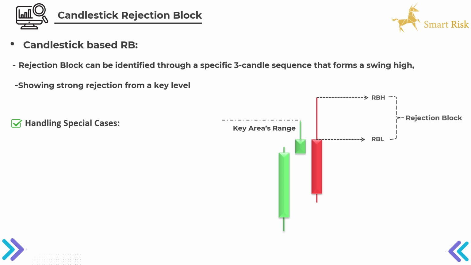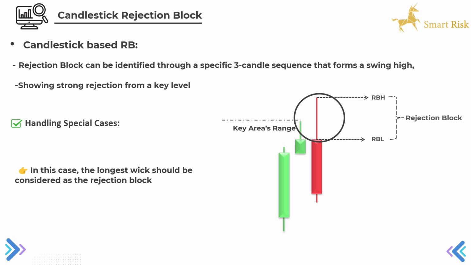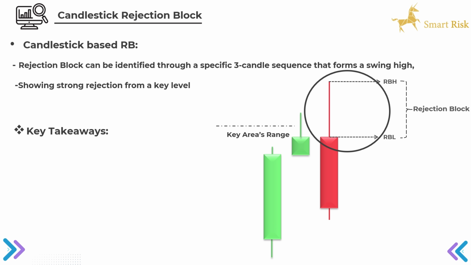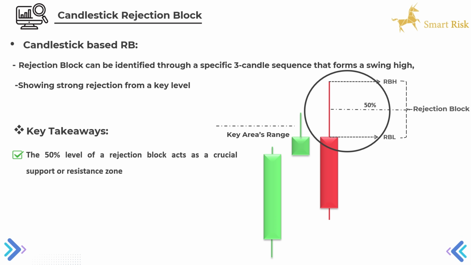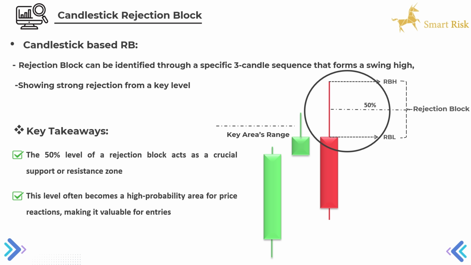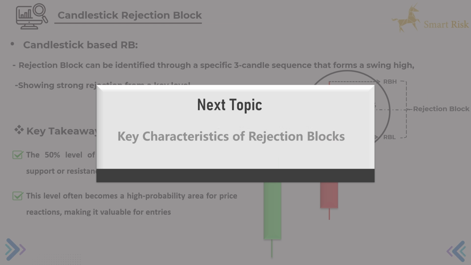In some situations, the confirmation candle's wick may be longer than the rejection candle's wick. In this case, the longest wick should be considered the rejection block. Just like IFC candles and inverse fair value gaps, the 50% level of a rejection block acts as a crucial support or resistance zone. This level often becomes a high probability area for price reactions, making it valuable for entries and risk management. Now let's break down the key characteristics of rejection blocks and see what factors we need to take into consideration in identifying them.